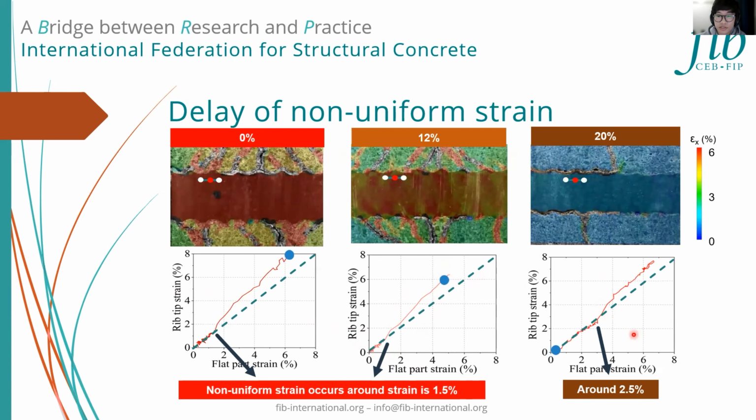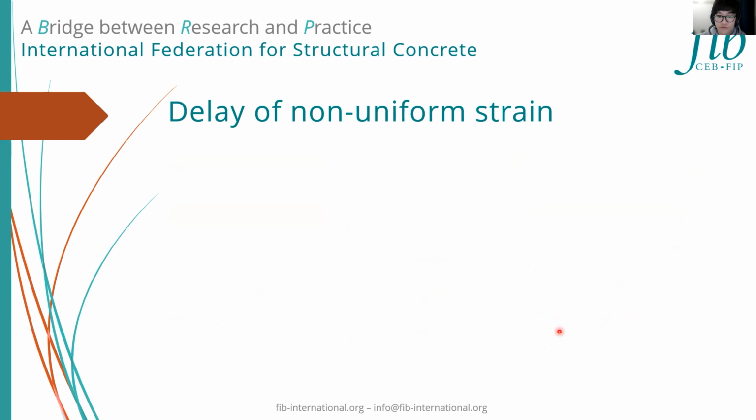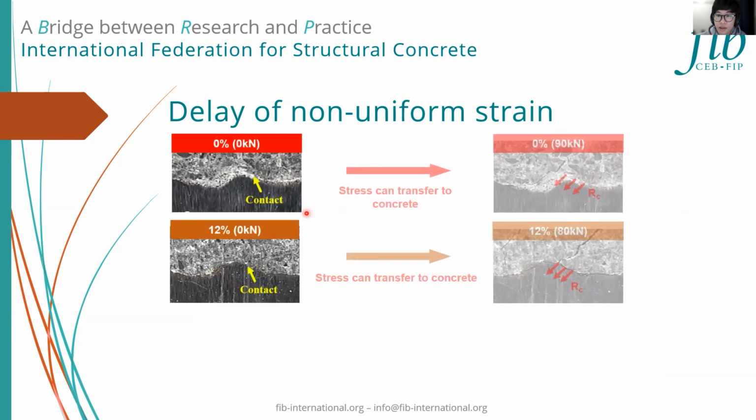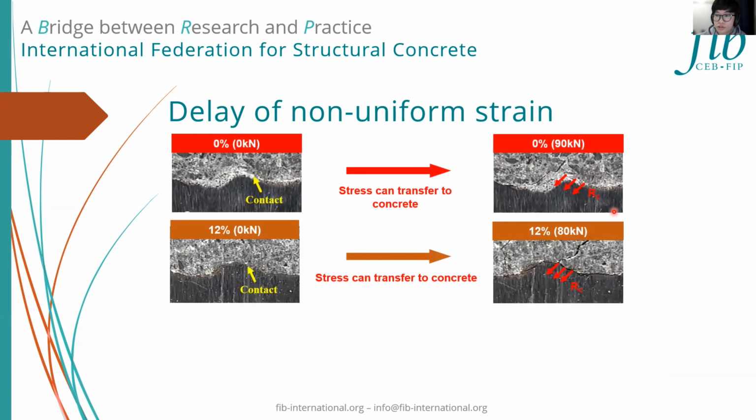However, in the 20% case, this non-uniform trend is delayed. The rib tip strain isn't higher than the flat part strain until the strain reaches 2.5%, as seen by this red curve. And this delay of the non-uniform strain is caused by the corrosion product around the rib profile of the steel bar. As discussed in the previous section, the non-uniform strain in the steel bar is caused by the local bond stress transfer from the concrete side.